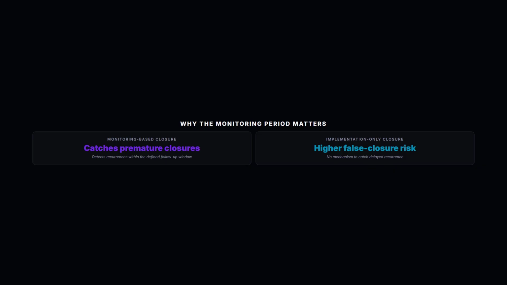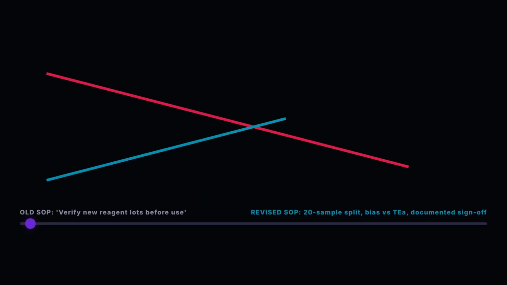Look at what a genuinely revised SOP looks like against the vague version it replaces. The old wording just says, verify new reagent lots before use. No defined method. No acceptance criterion. The revised wording specifies the exact comparison protocol, the sample size, and the numeric bias limit against allowable total error.